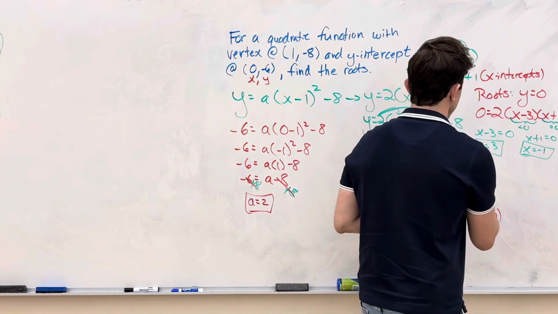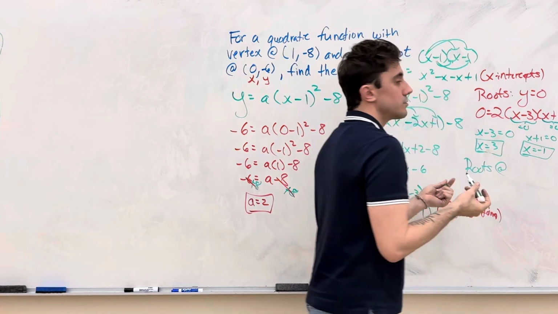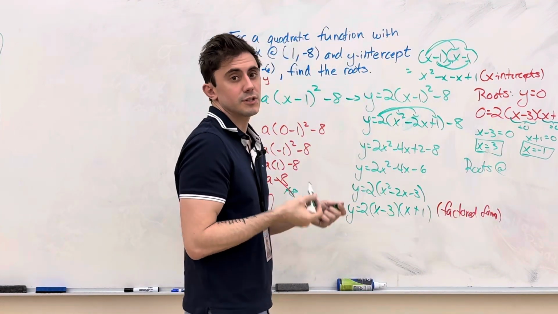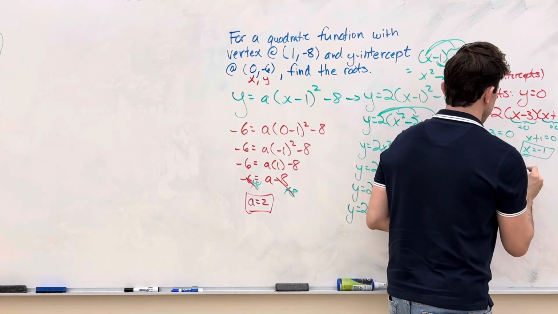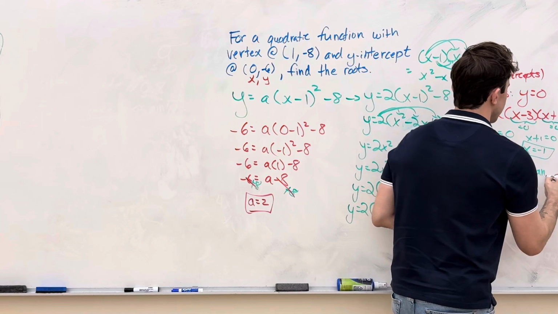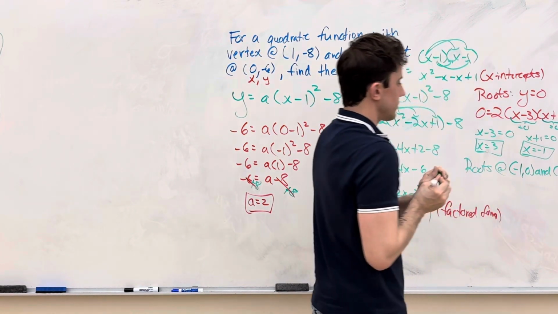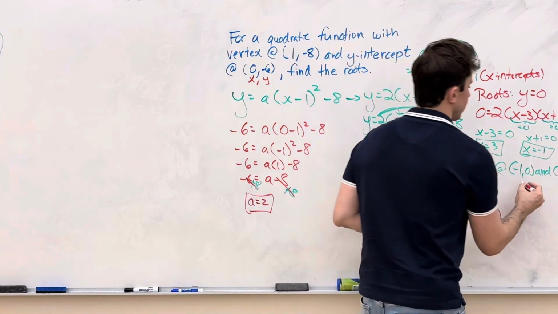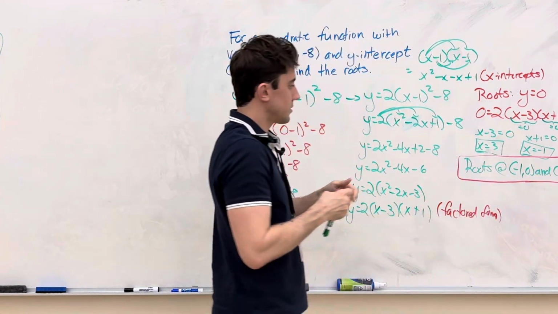And so that means that our roots are found at, because roots are still points on a graph, so they should be written down as coordinate points, negative 1, 0, and 3, 0. And that I would leave as our conclusion. And so there we go.